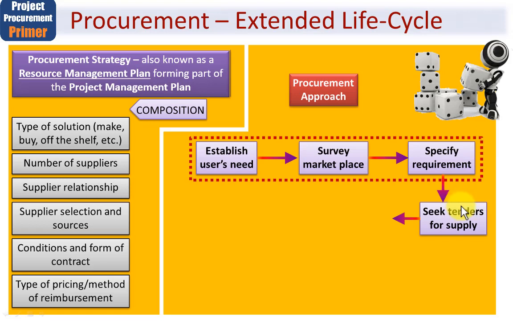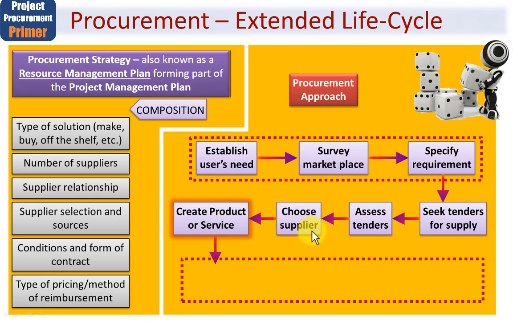The first thing we want to do is to seek tenders for the supply of the products or services. Having found them, we need to in some way assess the tenders, those that are tendering to supply us with some products or services, for example, and then to choose the supplier out of all of those who have tendered.